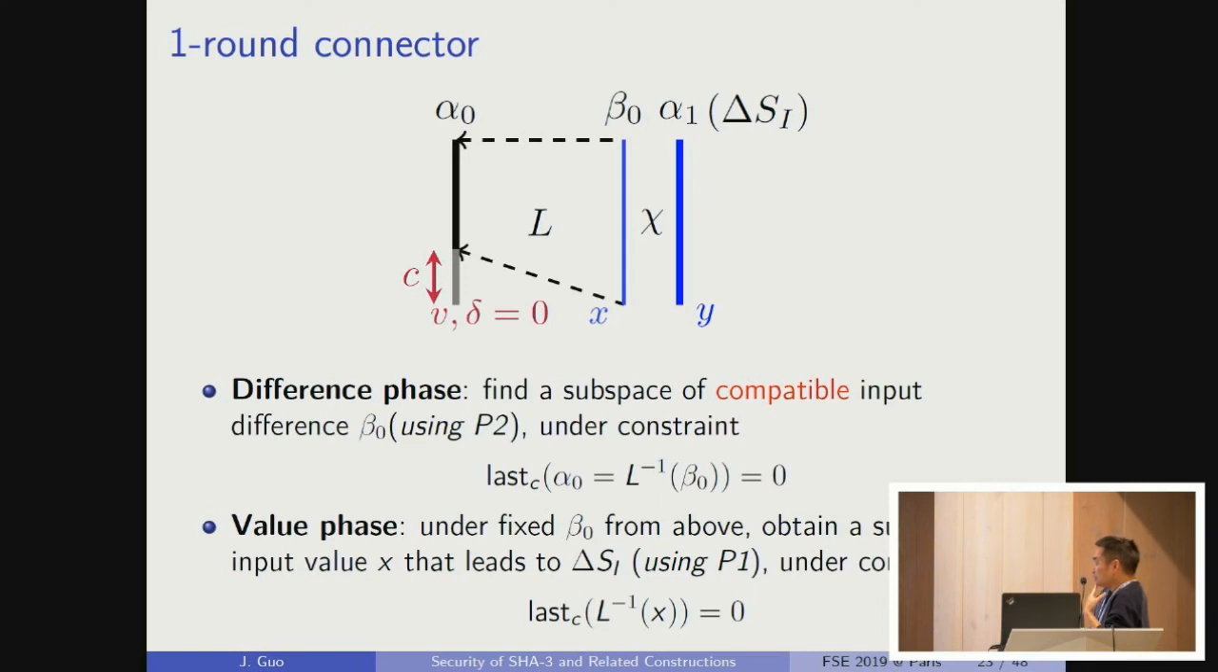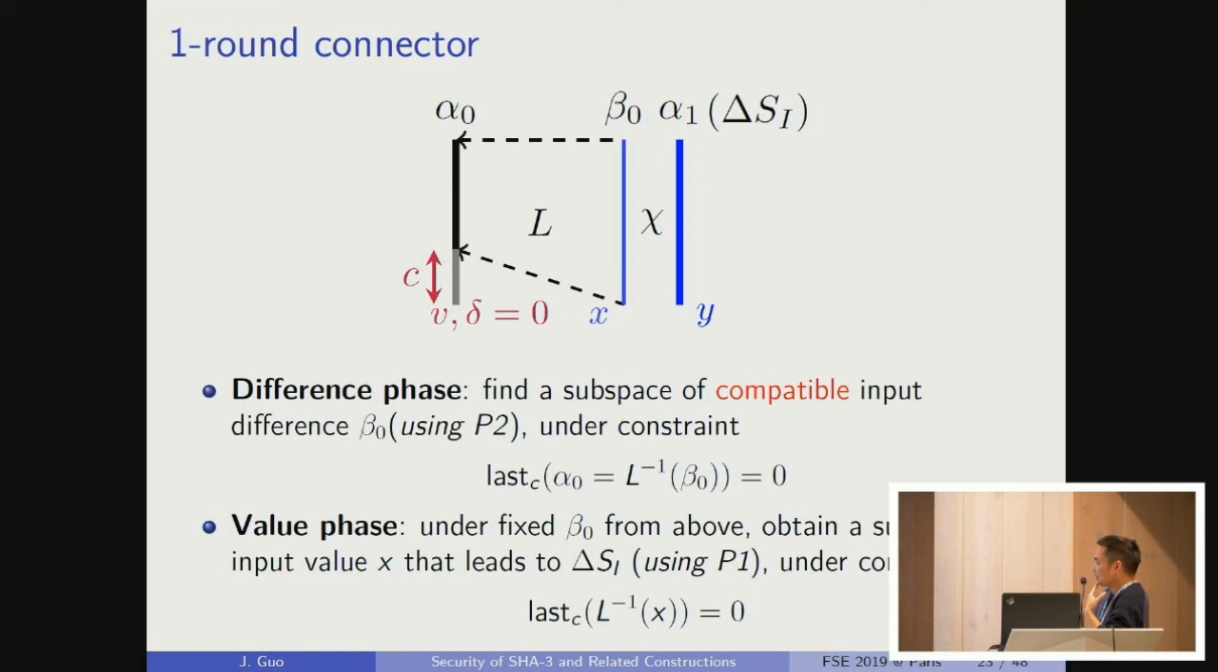So the first step is to find a compatible beta 0, which is possible to be linked to this input difference through the chi. And yet we need to enforce that the portion of the capacity is 0, because that's what you cannot control. So if you do the linear inverse of the beta 0 and get the alpha 0, the last C bits of alpha 0 need to be 0. So it means no difference.